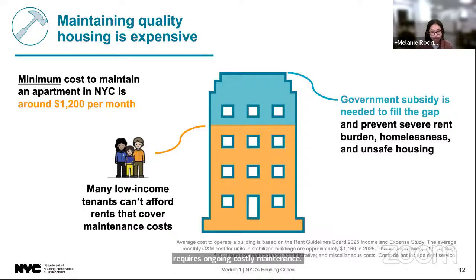So in New York City, the minimum cost to operate and maintain an apartment is around $12,000 per month. And as mentioned, older buildings are more expensive to maintain. It requires more frequent and costly repairs, which can significantly increase expenses over time. At the same time, many renters who are rent burdened cannot afford rents high enough to cover these maintenance costs without pushing them into severe rent burden. So government subsidy is needed to fill this gap and prevent severe rent burden, homelessness, and unsafe housing.